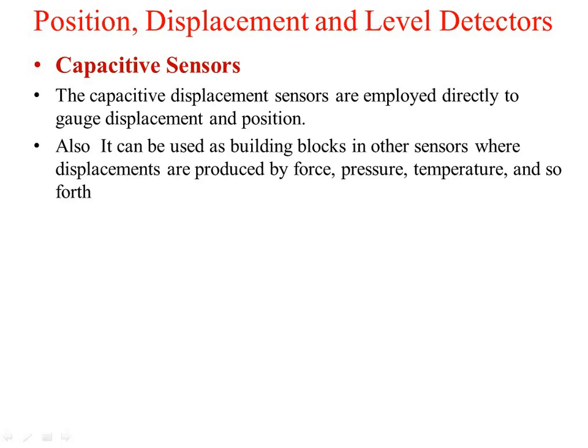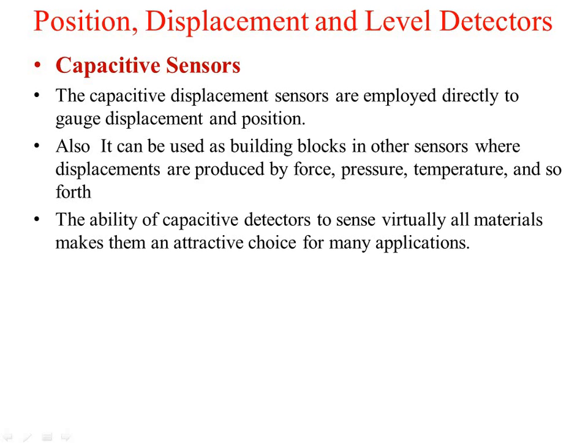Okay. So we can measure such kind of systems with the help of capacitive sensors. You can see the capacitive sensors are useful for force measurement, pressure measurement, temperature measurement, as well as for position, displacement and level measurement also. Okay. Now the ability of a capacitive detector to sense virtually all materials makes it an attractive choice. So we can see how in many applications these capacitive sensors are very useful.